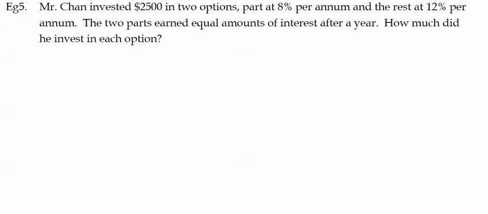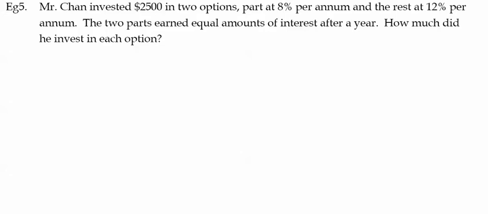Mr. Chen invests $2,500 in two options, part at 8% per annum and the rest at 12% per annum. The two parts earn equal amounts of interest after a year. How much did he invest in each option? At least they don't give us fractions to work with. Usually with word problems, I'll try to solve them by elimination, because if you want to set up the problems, they are going to line up nicely.